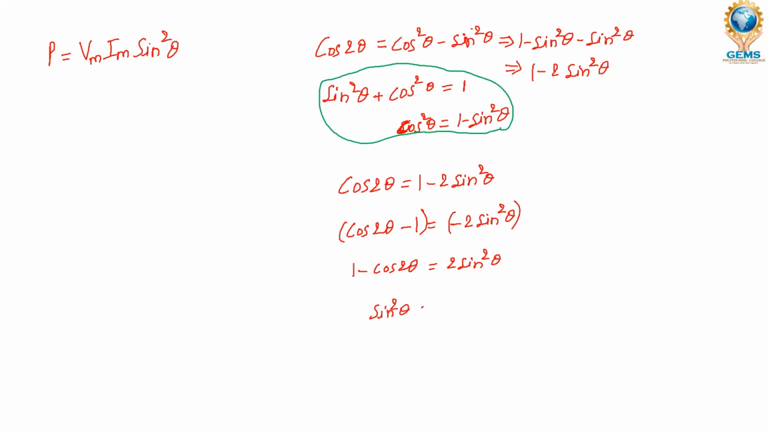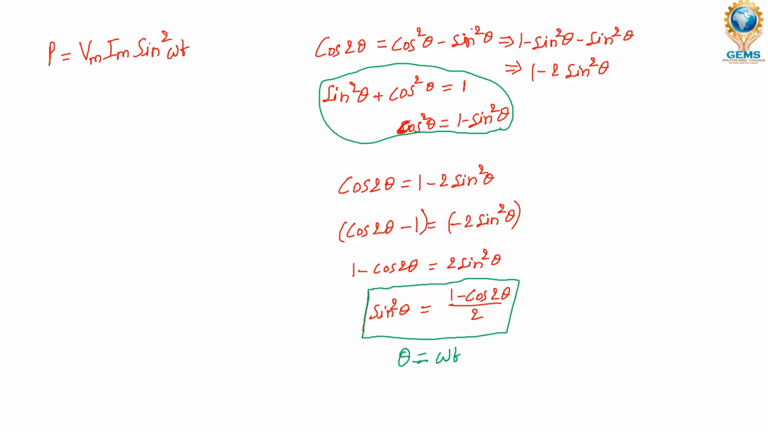I am sending the 2 here. Sin square theta equals 1 minus cos 2 theta by 2. This is the final sin square theta formula we got. Now I am going to substitute the sin square theta formula in the power equation. But here, in the place of theta we have omega t, so it is sin square omega t.